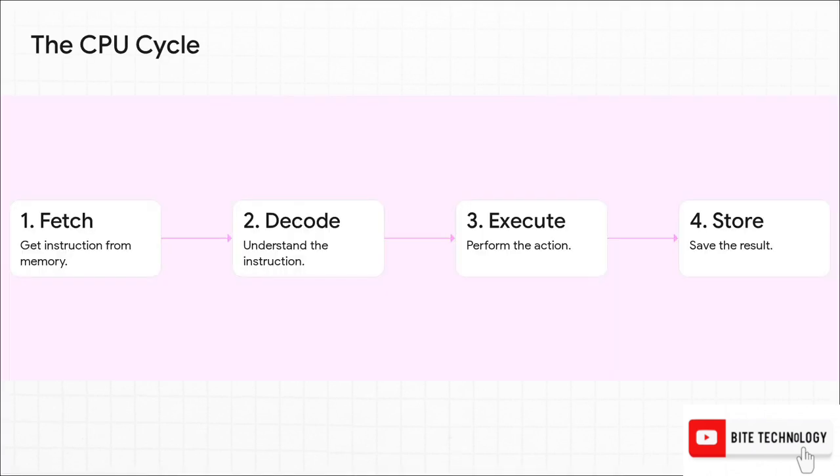And its core job is a simple, repeating cycle. It's called the Fetch-Decode-Execute cycle. First, the CPU fetches an instruction from memory, something like add these two numbers. Easy enough. Then, it decodes that instruction to figure out what it's supposed to do. Next, it executes the command, using all those logic gates we talked about to do the actual math. And finally, it stores the result. Fetch, decode, execute, store. Over and over and over. This four-step loop is basically the constant heartbeat of your computer.